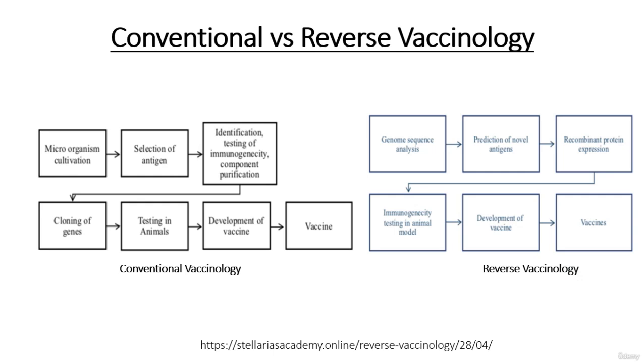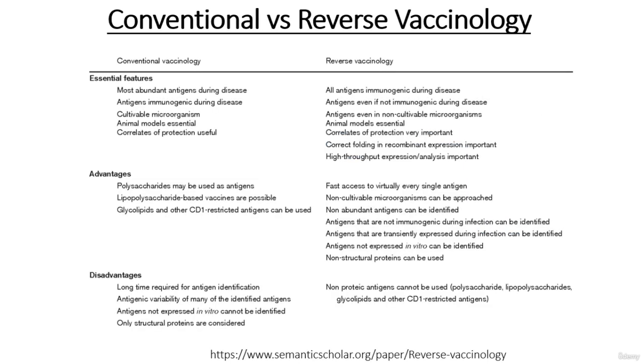Whereas reverse vaccinology starts with genome sequence analysis, followed by prediction of novel antigens, then recombinant protein expression studies are done, then the immunogenicity testing is done in animal model, and the vaccine is developed. Let's just have an overview about what conventional vaccinology is and what reverse vaccinology is.